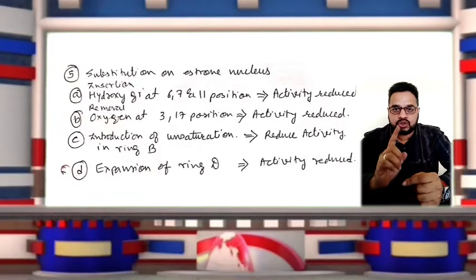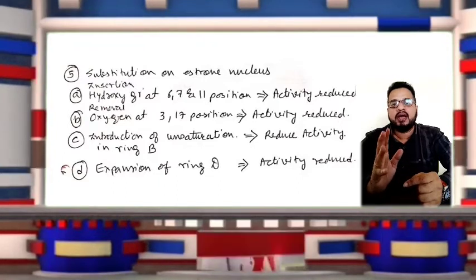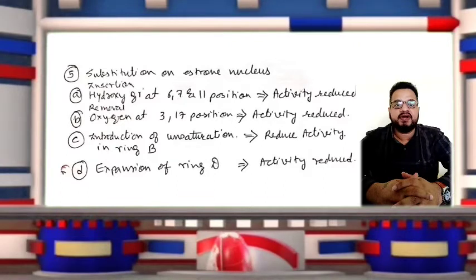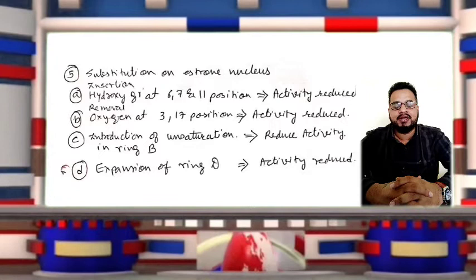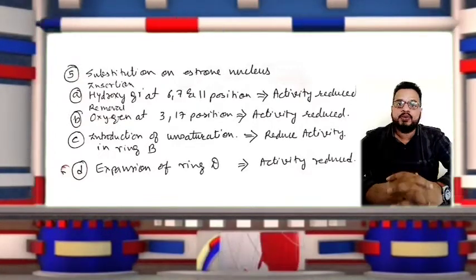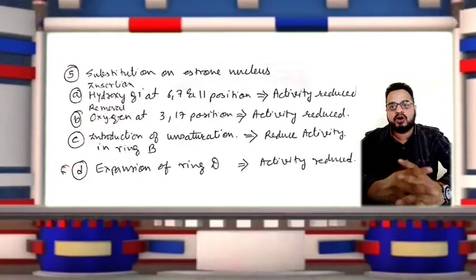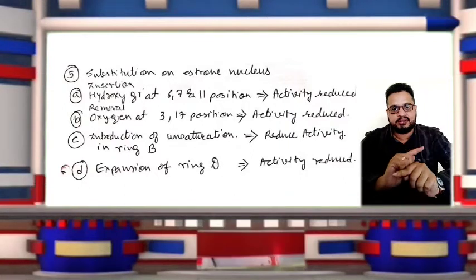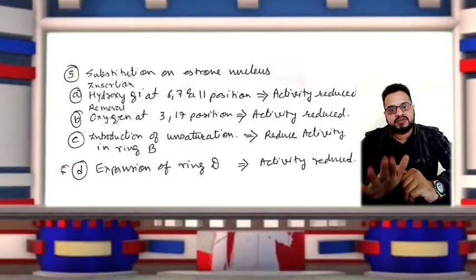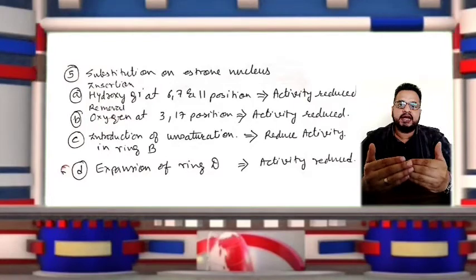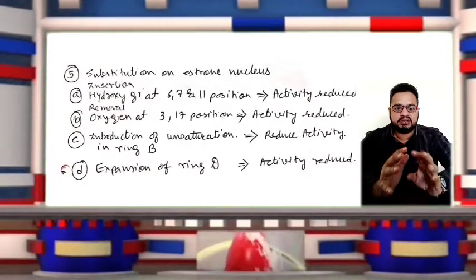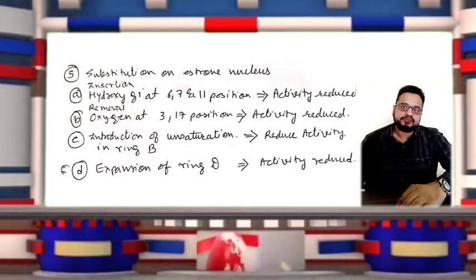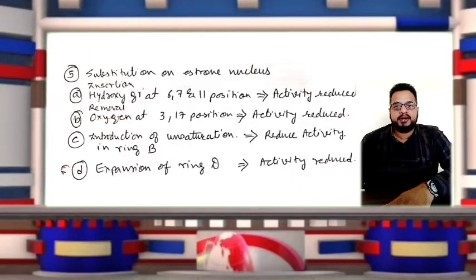First thing is the estrogen nucleus: if a hydroxy group is attached at the 6, 7 or 11th position, the activity of estrogen gets reduced. And the removal of oxygen at the 3rd and 17th positions: you have seen that in many estrogens you have a hydroxy group at the 3rd and 17th positions. If there is removal of oxygen at the 3rd and 17th positions, the activity is going to be reduced. The introduction of unsaturation in ring B, especially ring B, also reduces the activity. So the hydroxy group at 6, 7, 11 reduces activity, but the hydroxy group at the 3rd and 17th positions is important. If you remove the oxygen at 3rd and 17th, the activity will be completely reduced. Even unsaturation in ring B will reduce the activity.